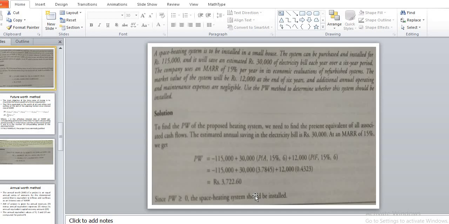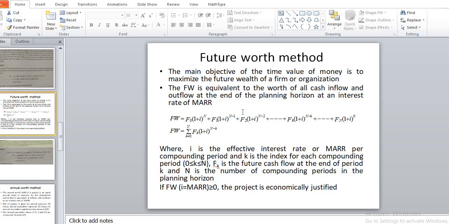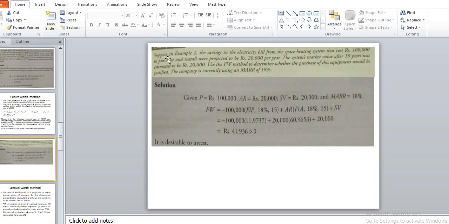In the second example, a space heating system is considered, with a minimum attractive rate, some salvage value and an initial investment given in the example, for which we found the present worth value earlier. The same system is considered for this future worth numerical. Only the savings in the electricity bill from the space heating system, which costs 1 lakh rupees to purchase and install, are changed. They are projected to be 20,000 per year.